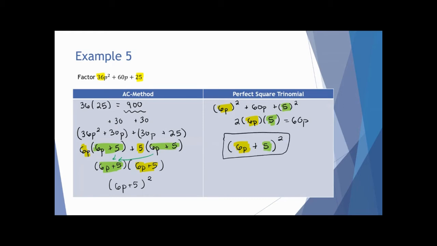So this does save you time, but there's nothing wrong with using the AC method as well to factor these like normal if you prefer that. I do think the difference of squares is the most important one to learn, but you do get the same answer factoring with your preferred method.